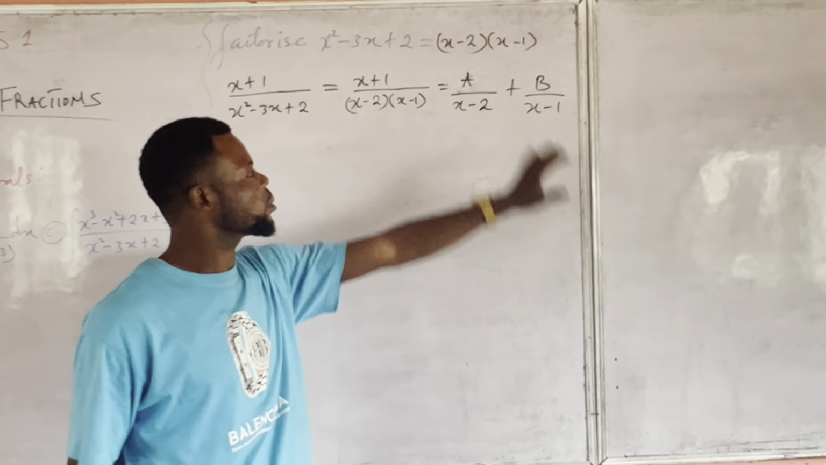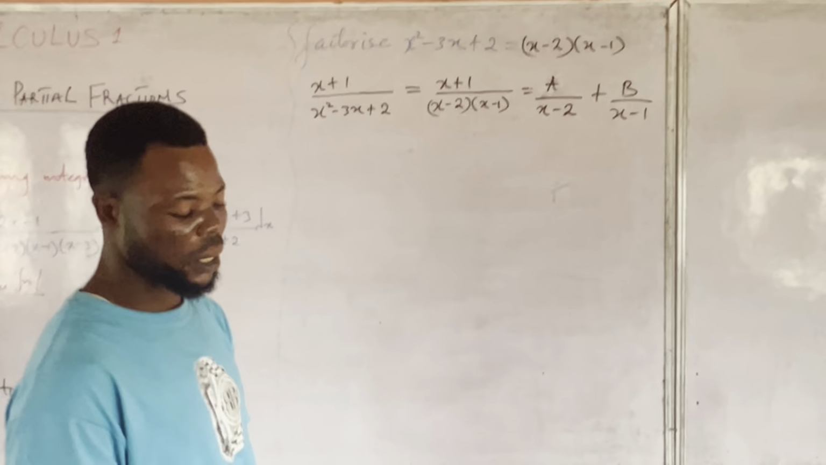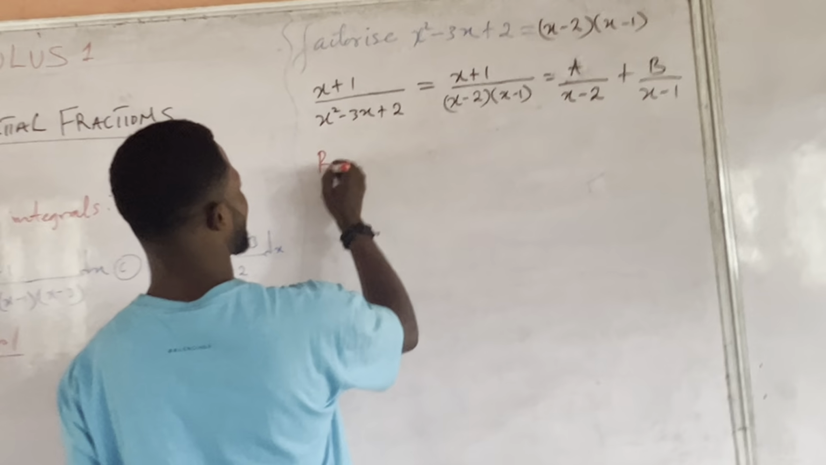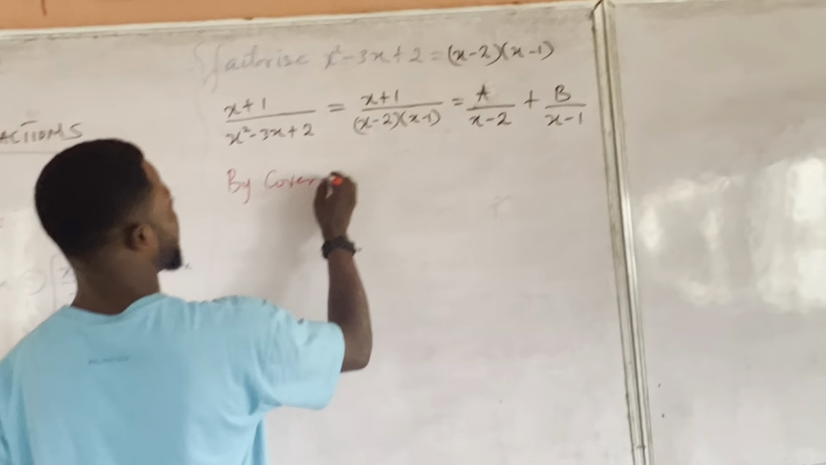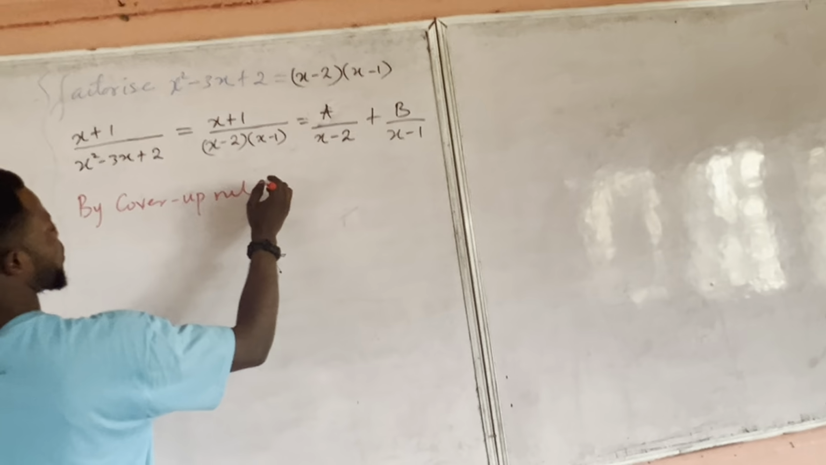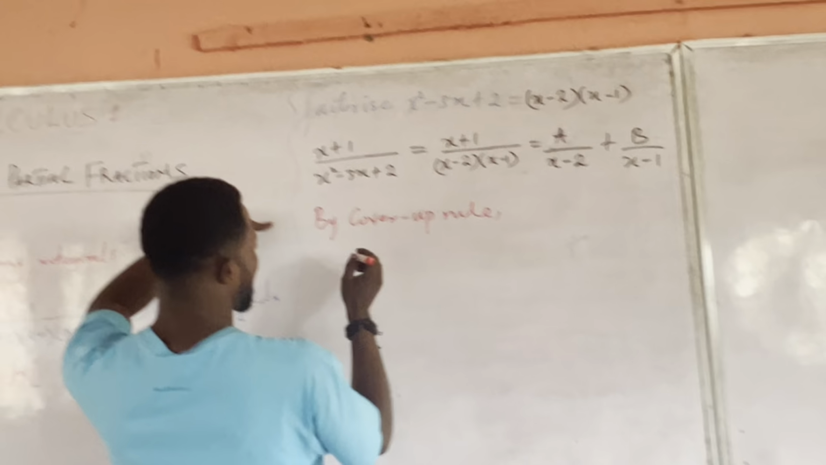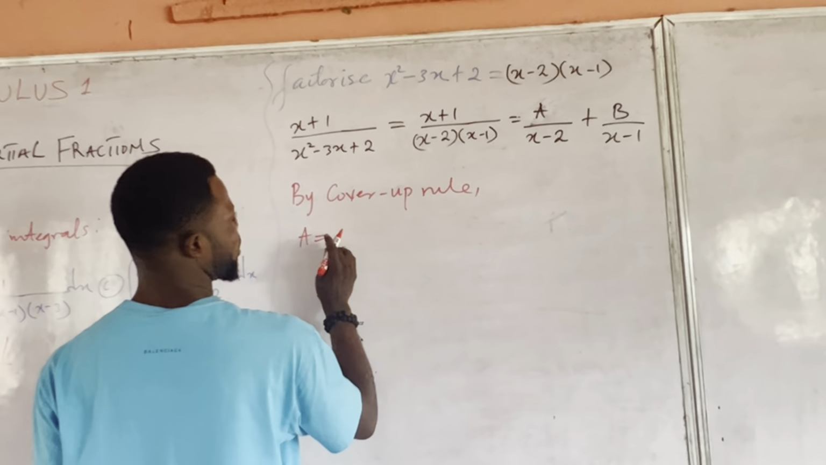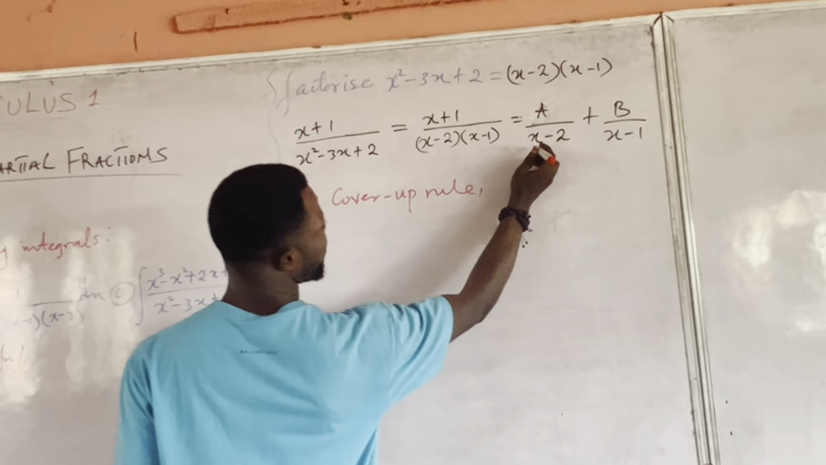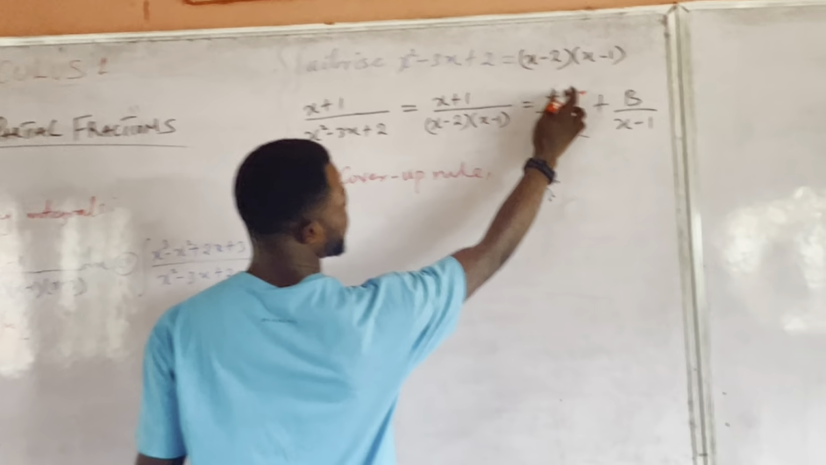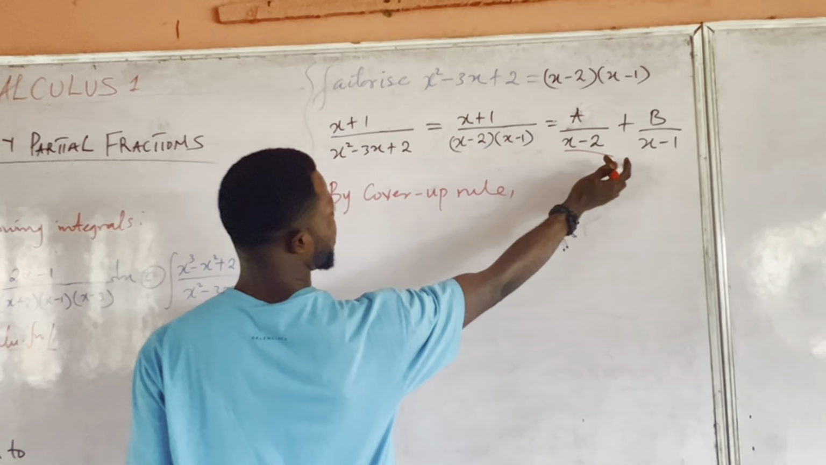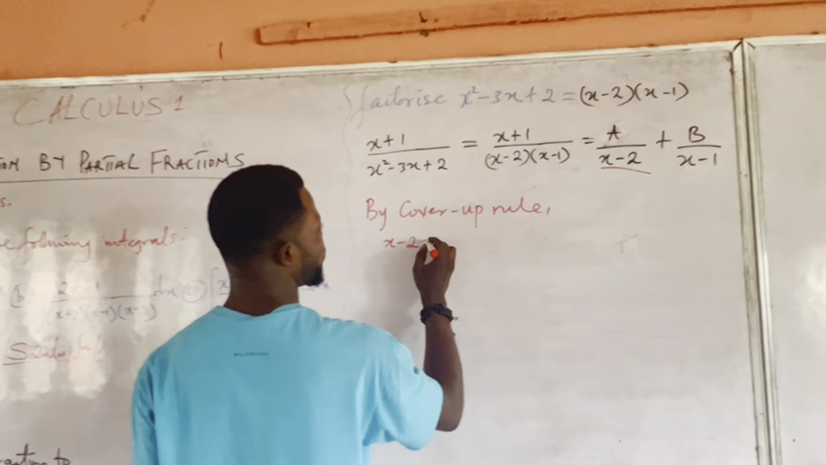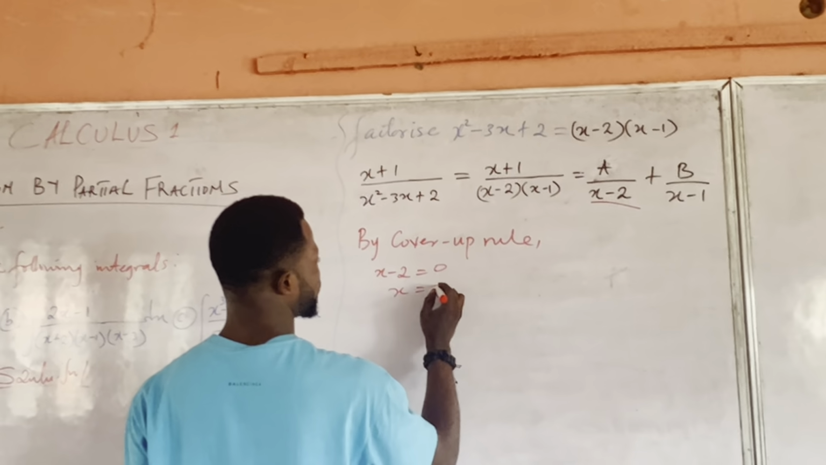If you apply the cover up rule, we can get our A directly. So let's apply the cover up rule. By the cover up rule, if I want to get A, let me substitute for x. So x minus 2 will be equal to 0. So x will be equal to 2.